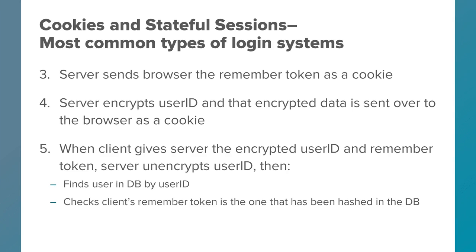Now, when the client comes back to access the web application, it gives the server the encrypted user ID and the remember token. And now the server has these two pieces of data. First, it decrypts the user ID, and then it checks its backend database to find that user ID. And then the next thing it does is it checks the client's remember token to see if it is the actual remember token that has been hashed in the backend database. So if this hash matches the hash of the client's remember token, then the server knows that that is the client with this particular session.